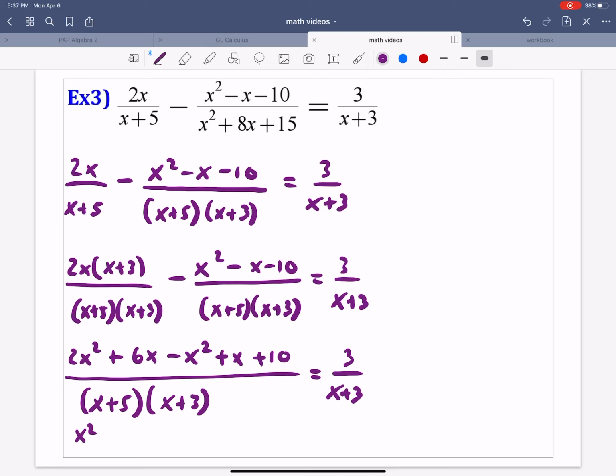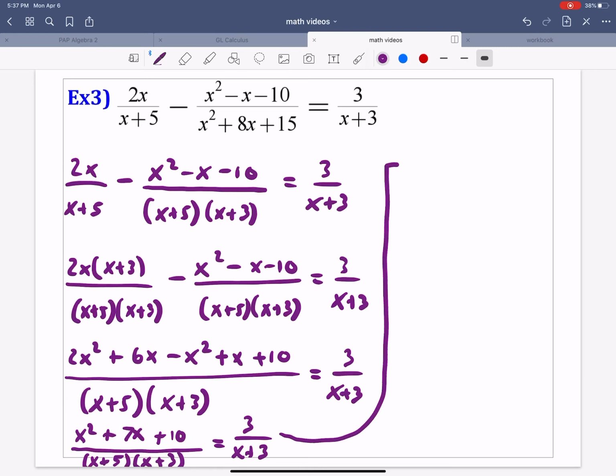All right, so if we clean up our numerator here, we get 2x squared minus x squared is just x squared plus 7x plus 10 is my numerator, all over, we're running out of room, x plus 5 times x plus 3 equals 3 over x plus 3. Okay. So then the next step here is going to be to cross multiply these. So we've got 3 times x plus 5 times x plus 3 equals, uh-oh, I got a problem.